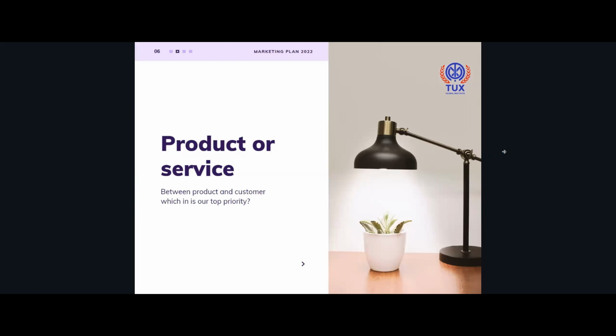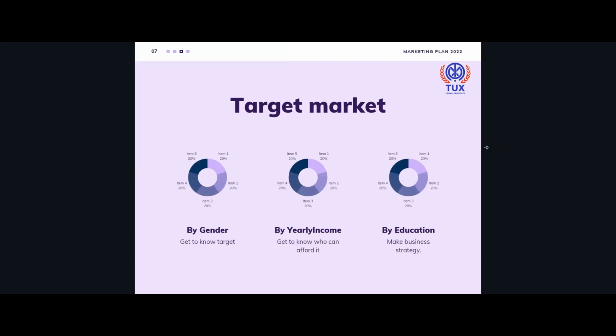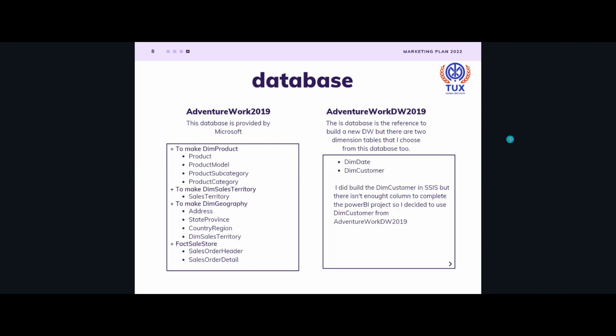And the product or service. Between product and customer, which is our top priority? To find the right solution, we have to get to know the target market by finding the right customer by their gender, by yearly income, and by education.